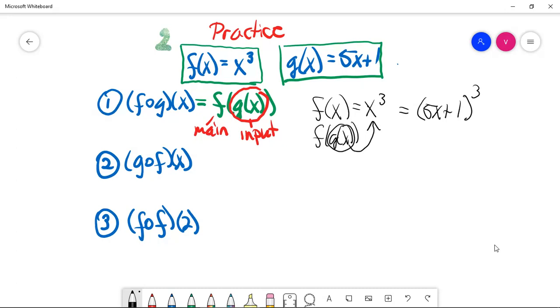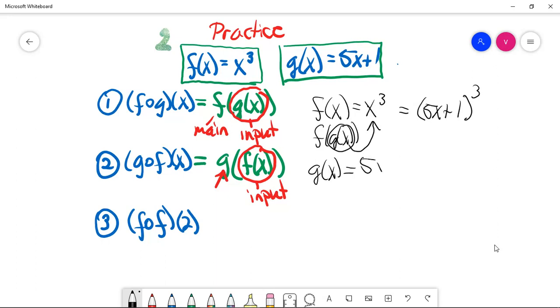All right, so let's try another one. Let's try g of f of x. Again, I would prefer if you rewrote that just in order of how it's written there, g of f of x. So now it's really obvious that f of x is your input into g of x. You're putting in f of x into g of x. So let's write g of x over here.